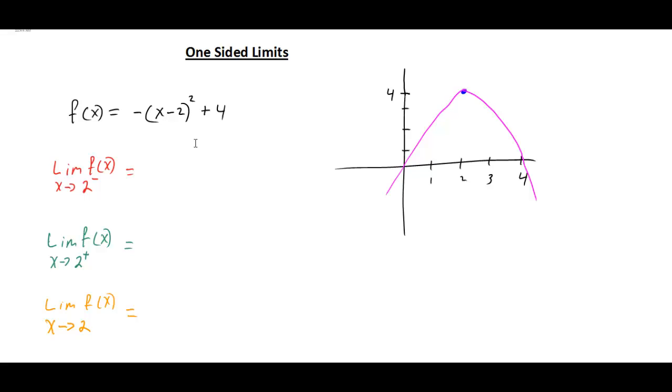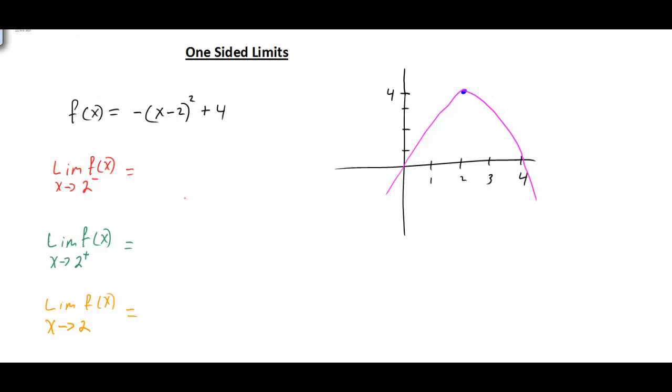Okay, today's topic is we want to look at a one-sided limit. And I know before when we talked about a limit, we said we were looking at the limit from the left and the right. Well, now we want to look at the limit from one side. If we're given the following function, negative x minus 2 squared plus 4, we have our quadratic function, which has a graph of a parabola that's opening down.